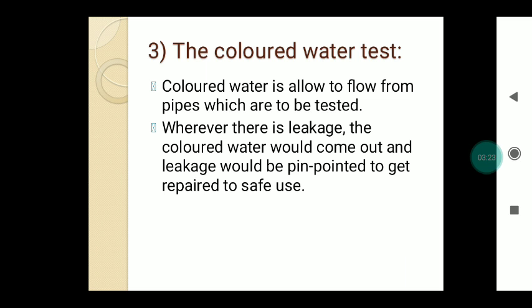The next test is the color water test, in which color water is allowed to flow through the pipe which is to be tested. Wherever there is a leakage, the color water will come out and the leakage will be pinpointed and can be repaired for safe use.